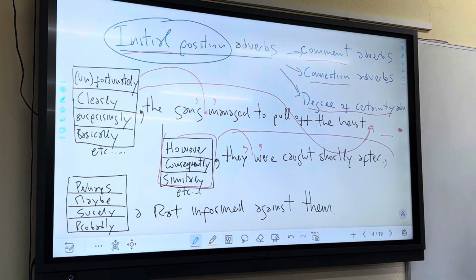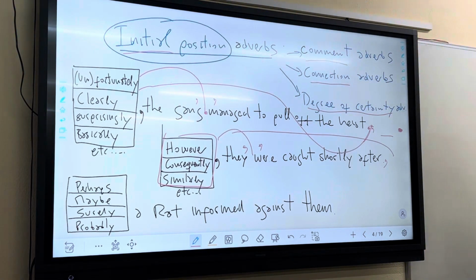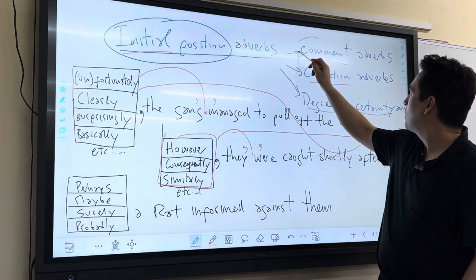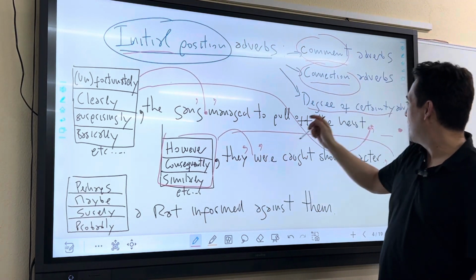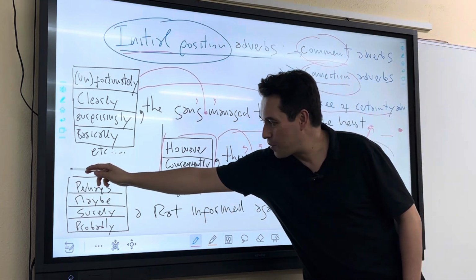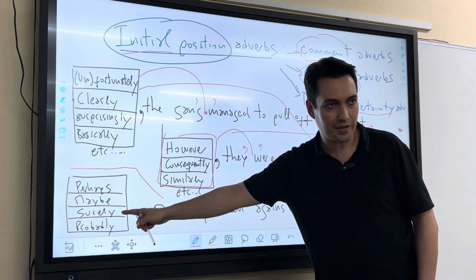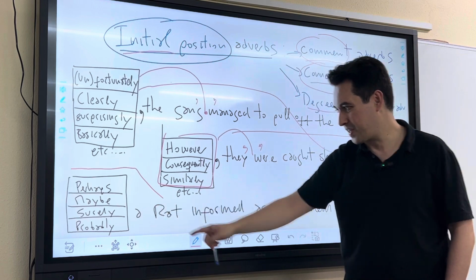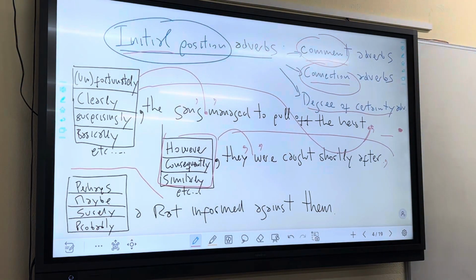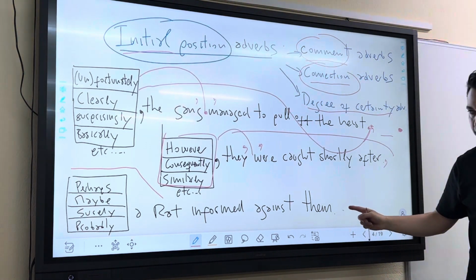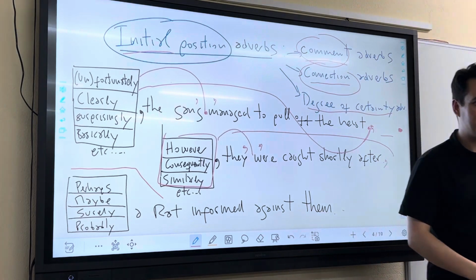Do you understand? Is it clear? Yeah, but this is for comment and connection, all right? With degree of certainty, I would recommend you to just place them at the beginning, okay? These ones at the beginning. A rat informed against them, perhaps, maybe. Yeah, you could do that. In spoken English at a more informal level, yeah, you can also say it at the end, but a little bit forced.